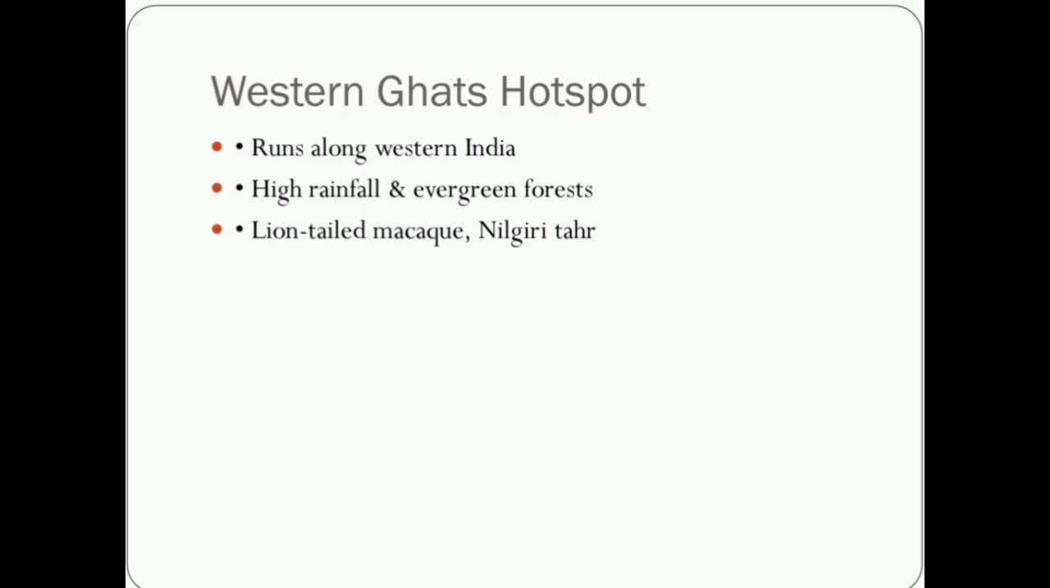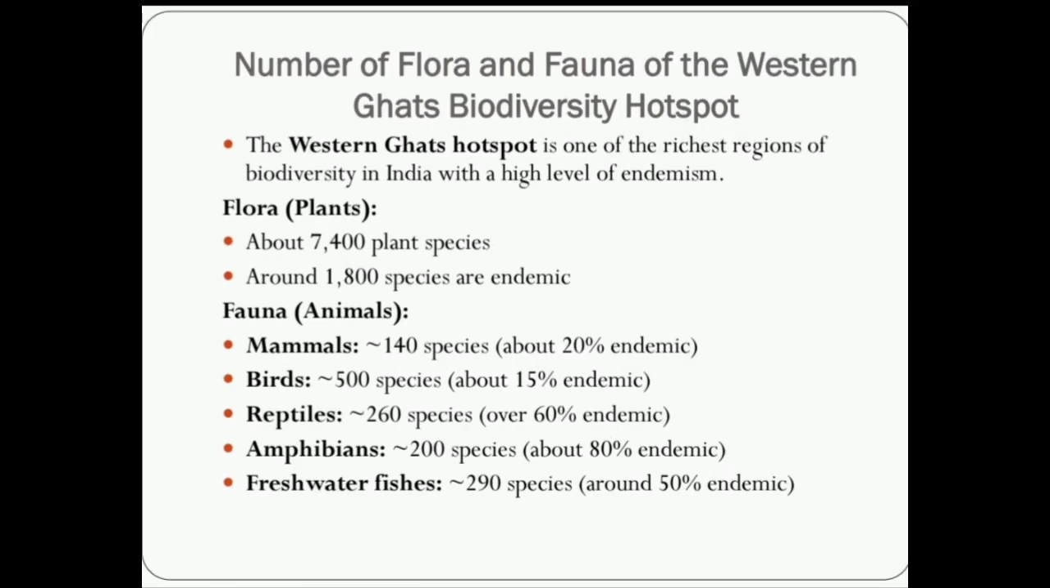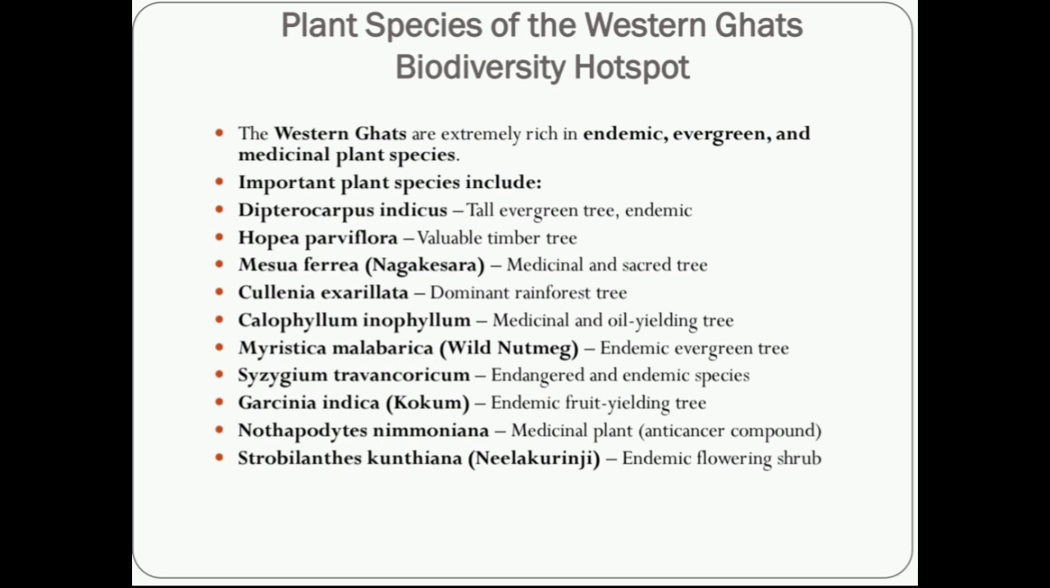It runs along the western India and we can find high rainfall and evergreen forests with species like lion-tailed macaque and Nilgiri tahr. The Western Ghats hotspot is one of the richest regions of biodiversity in India with a high level of endemism. The flora here includes about 7,400 plant species. Out of them, 1,800 species are endemic. Fauna includes 140 species of mammals, 500 species of birds, 260 species of reptiles, 200 species of amphibians, and 290 species of freshwater fishes.